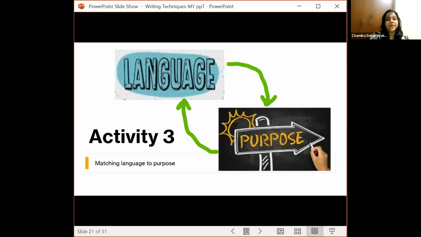What is the purpose of writing? So the purpose of writing can be variety of things. You can write to inform people, you can write to persuade people, you can write to recommend things, you can write to argue your opinion or position. Next part of this step or process is to connect the language with your purpose. So as I said before, every purpose requires you to use different techniques, different styles, different organization methods, right? Now, this activity will help you to understand how to marry the purpose with the language.